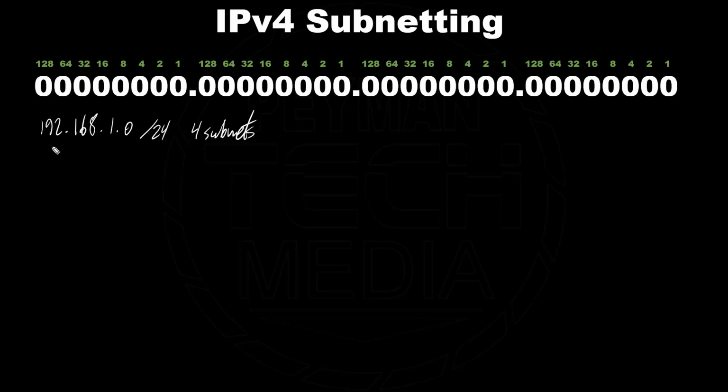So we know by default, for a Class C network, the subnet mask is 255.255.255.0, and this is just one network, the 192.168.1.0 network. So we want to break this big network into multiple smaller subnetworks, and here they are asking we need 4 subnets. So how can we do that?